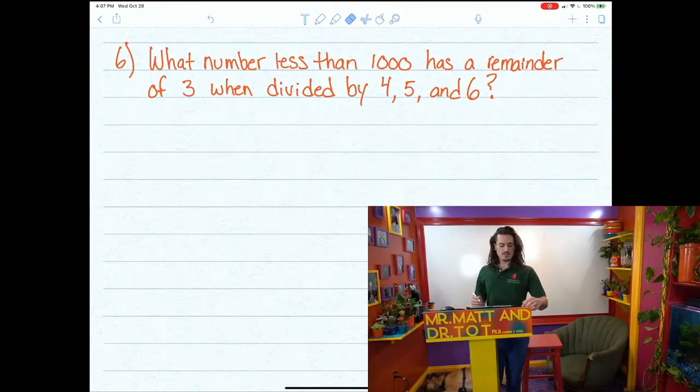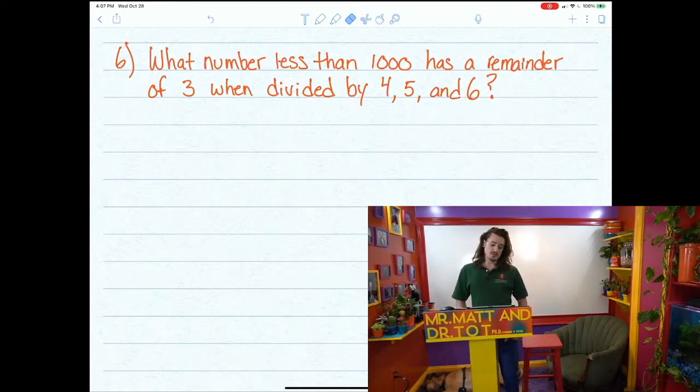Okay, so when they say they're looking for a number less than 1,000 that has a remainder of 3 when divided by 4, 5, and 6, the remainder of 3 part sounds really tricky, and it's meant to sound tricky and intimidating. First, why don't you find a number that has a remainder of 0 when divided by 4, 5, and 6? Or in other words, why don't you find a number that is a direct multiple of all numbers 4, 5, and 6? If you add 3 to that value, then you would have a number that had a remainder of 3.